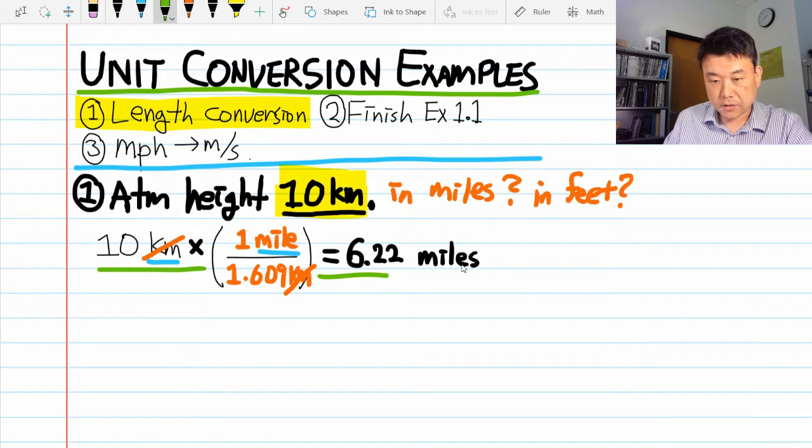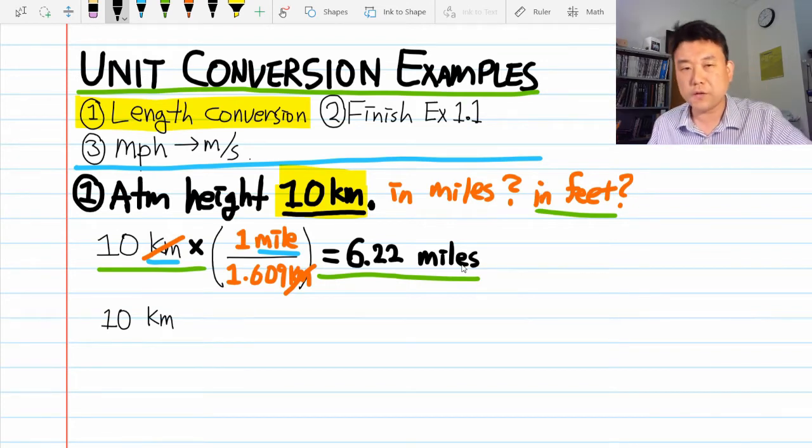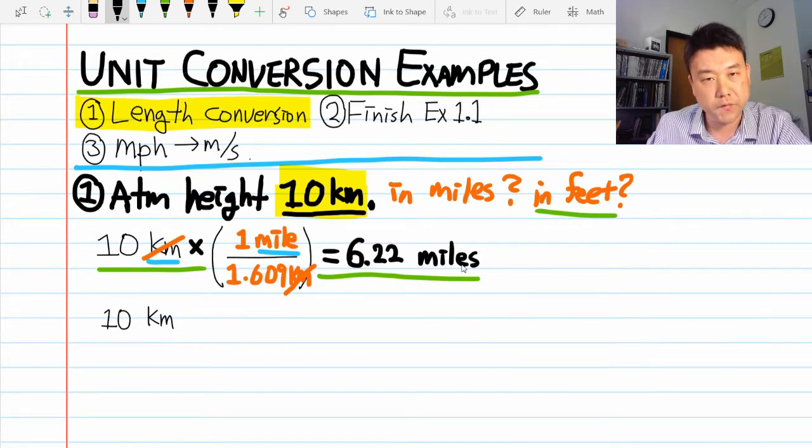All right. Let's go through the second part more quickly. We want the answer in feet. So we start off with the same number, 10 kilometers. And I remember from looking at the useful information earlier that I'm not given a kilometers to feet conversion. So I am given a feet to meter conversion.